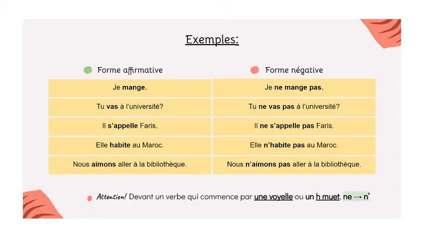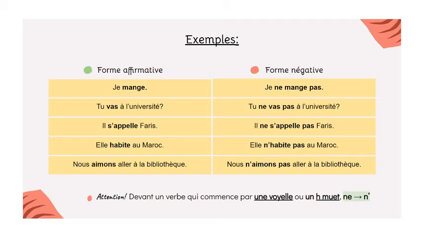So, dia cakap kat situ, ne ataupun an apostrophe tambah verb au présent tambah pas. Maknanya verb tu tengah-tengah, ne pas sekeliling dia. So contoh yang dia bagi. Okay, page 52 ni, kalau korang boleh tengok buku sekarang, dia ada bagi contoh. Exemple.